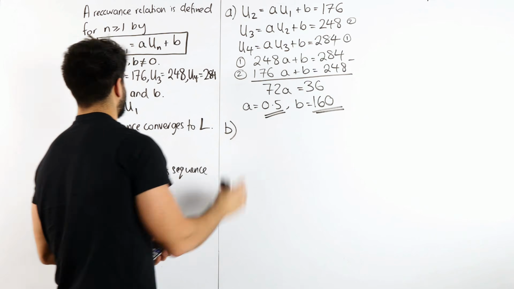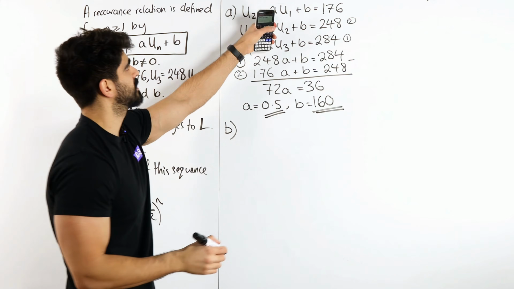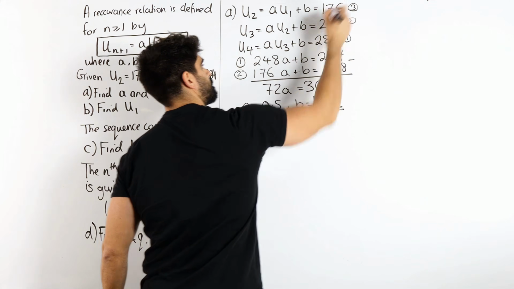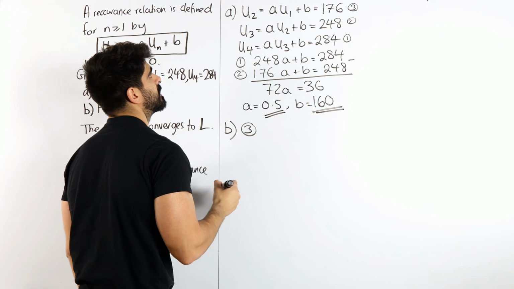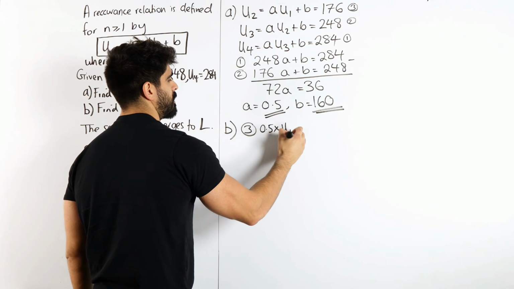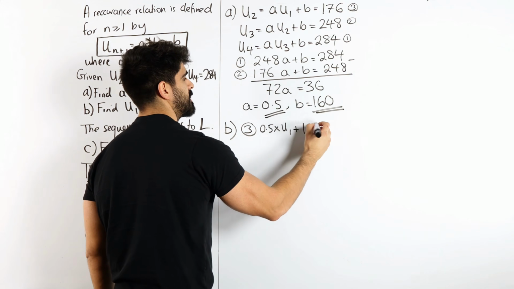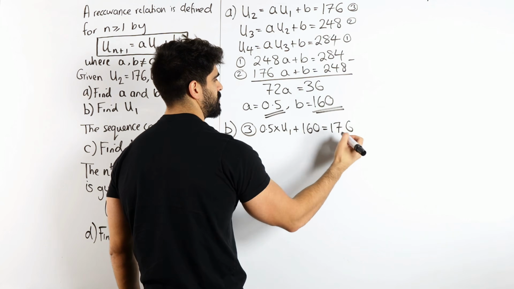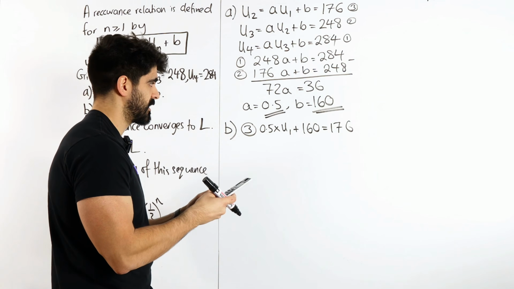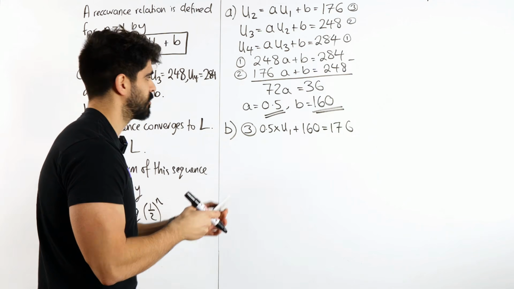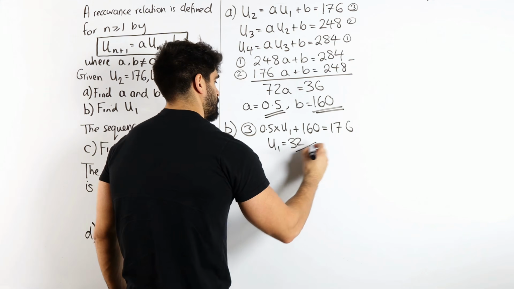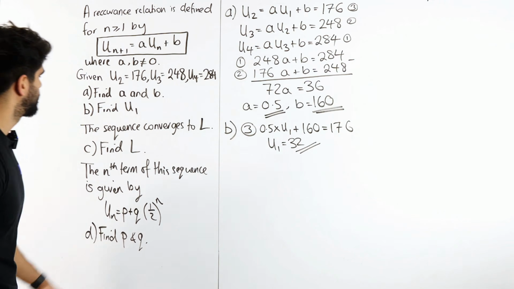Part b is saying find U1. Now we can go back to this. We've already done the hard work. So we have, let's call it number 3. Looking at number 3, I have a, which is 0.5, lots of U1, plus b, which is 160, is 176. So you're going to do 176 minus this, and then divide by a half, or times by 2. 176 minus 160 times by 2 gives me 32. There we go. Beautiful.